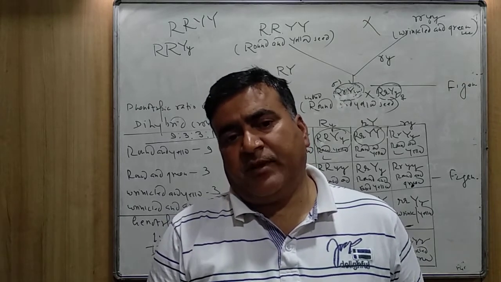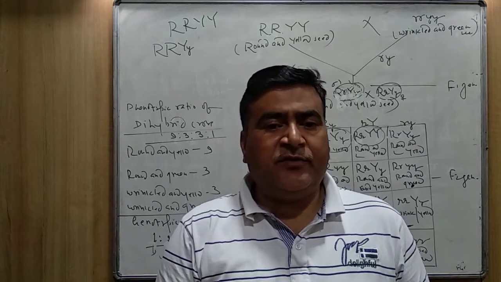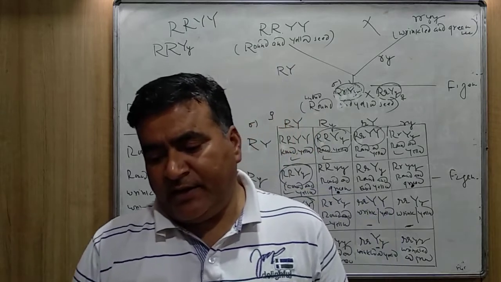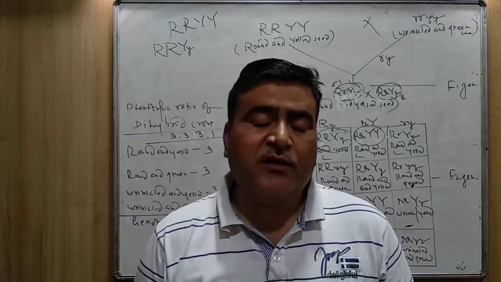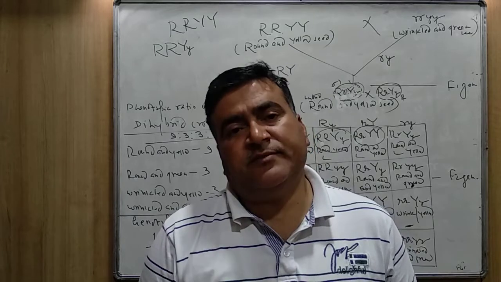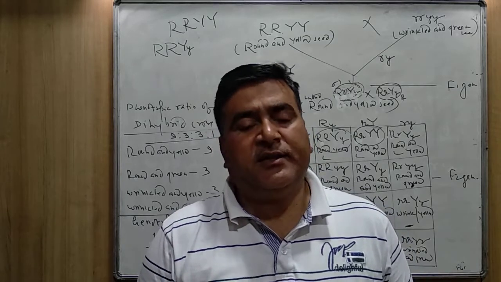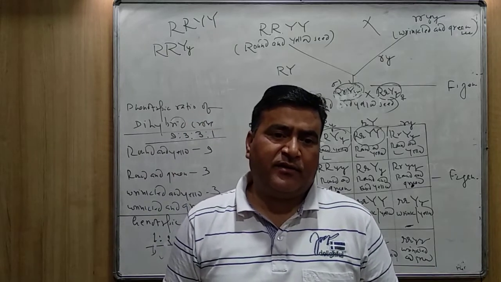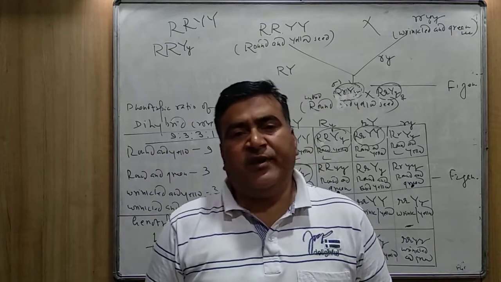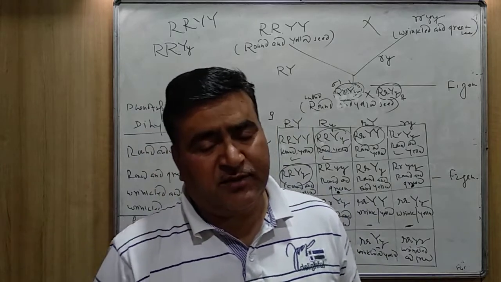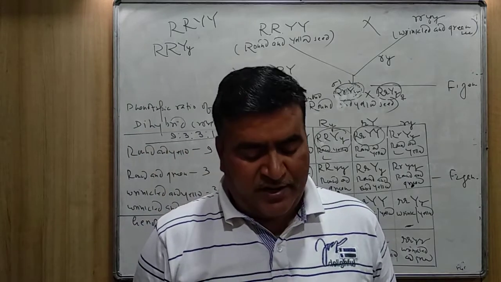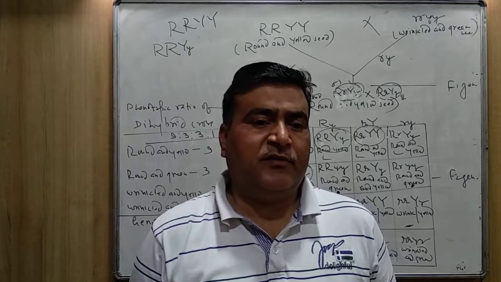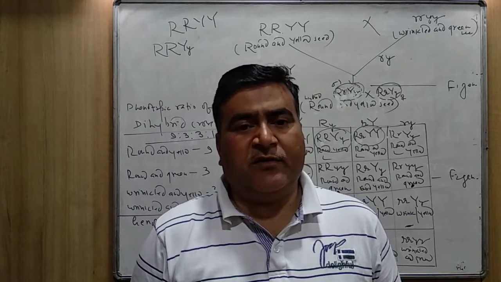Question number 4. Write the phenotypic and genotypic ratio of dihybrid cross. And the last question is, explain law of independent assortment with the help of checkerboard.